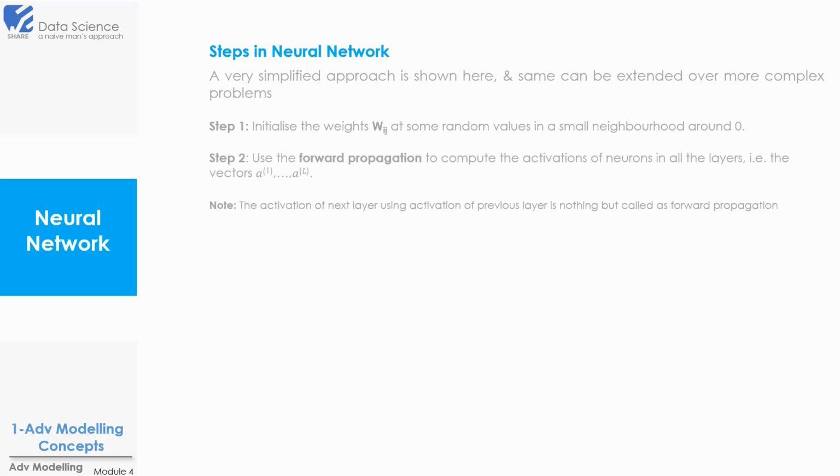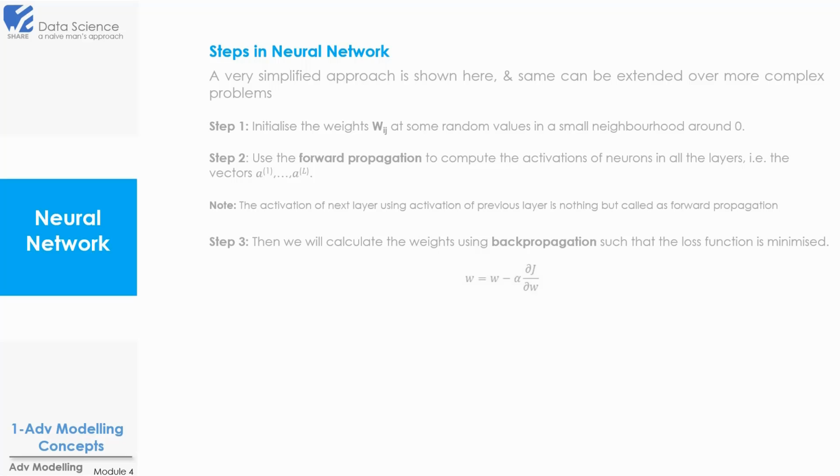Then in the next step, we use the forward propagation to compute the activations of neurons in all the layers. That is the vectors A1, A2 up to AL. Remember the number in superscript denotes the layer. Now don't get overwhelmed by the new term forward propagation. The method that we saw earlier of calculating the activation function using neurons from the previous layer is called forward propagation. This is nothing but a fancy name, that's it.